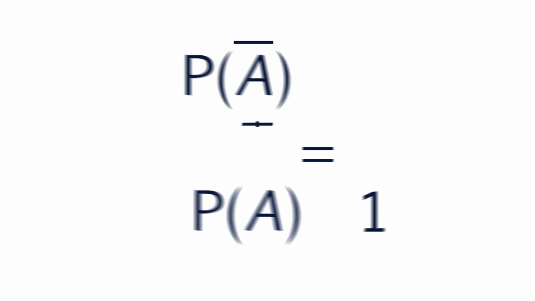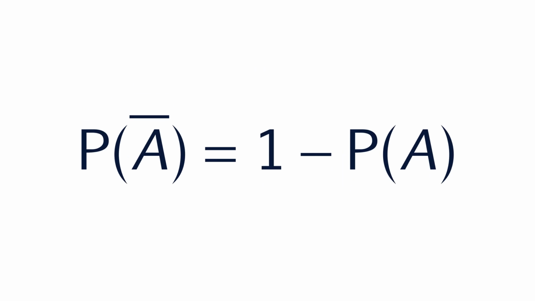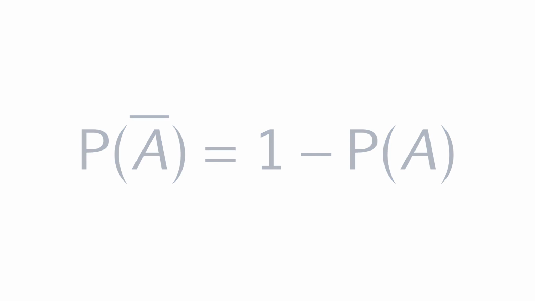You can flip this formula around to suit your needs. Suppose you want to calculate the probability of not A. Then you take 1 minus the probability of A. Let's look at an example to understand this better.